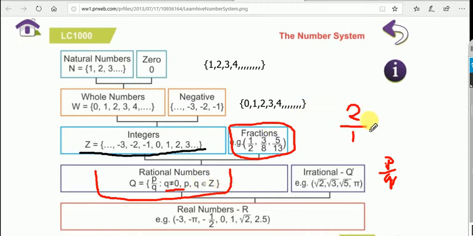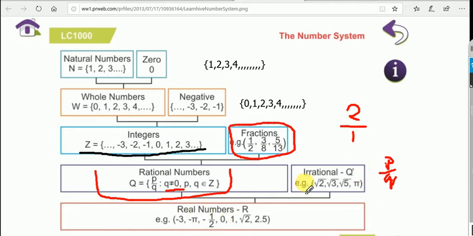Now, what about those numbers which cannot be further written in p by q form, and they are basically non-terminating decimal numbers? They are called irrational numbers. Basically, irrational numbers are non-terminating, non-recurring decimal numbers, like under root 2, under root 3, under root 5, pi. All of them have values that are non-terminating decimal numbers.